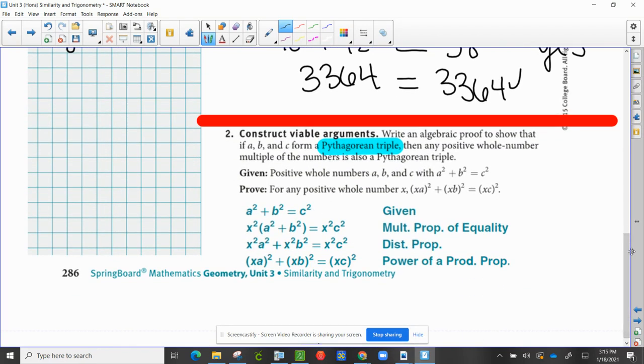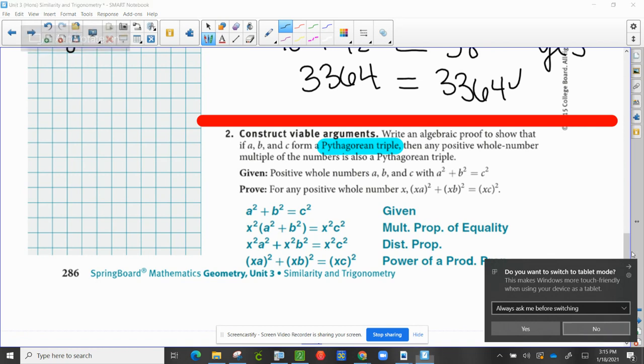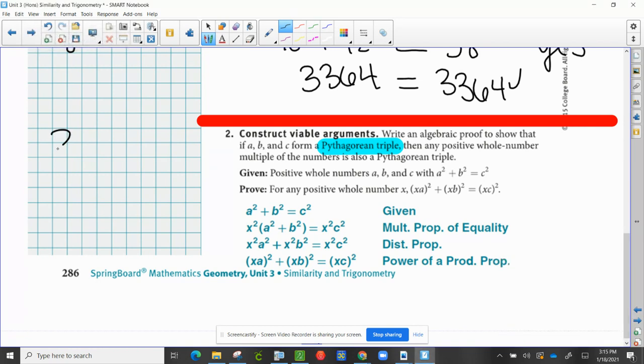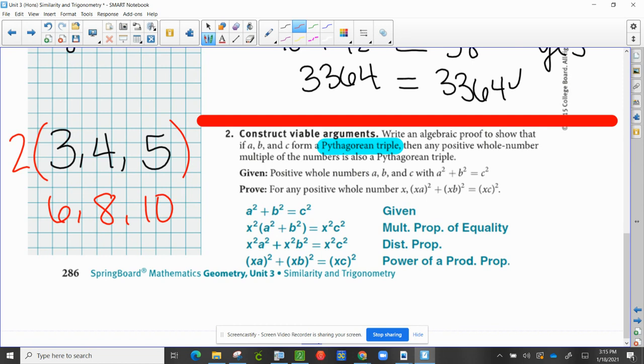All right, so write an algebraic proof to show that a, b, and c form a Pythagorean triple, and any whole number multiplied to those numbers is also a triple. I kind of just copied the proof on here for us, but say we take a Pythagorean triple. Let's use 3, 4, 5, because that's our most basic one, the smallest numbers. What they're saying is if you take any whole number and multiply it by all three of these, so let's say we multiply everything by 2, that would give us 6, 8, 10. We would have to prove that that is also a Pythagorean triple.